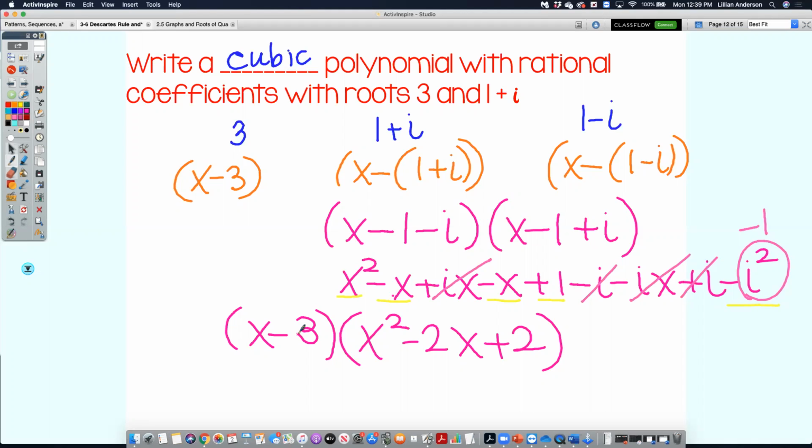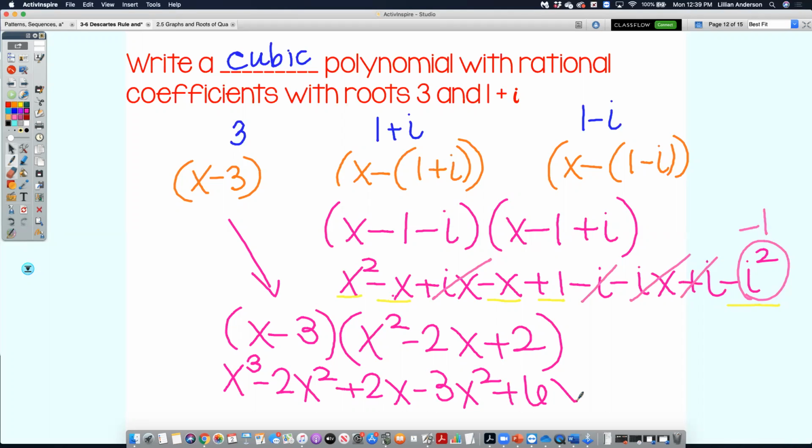Because I still have to multiply by that last factor. So I'm going to distribute. x times x squared is x to the third. x times negative 2x is negative 2x squared. x times 2 is 2x. Negative 3 times x squared is negative 3x squared. Negative 3 times negative 2x is 6x. And negative 3 times 2 is negative 6.